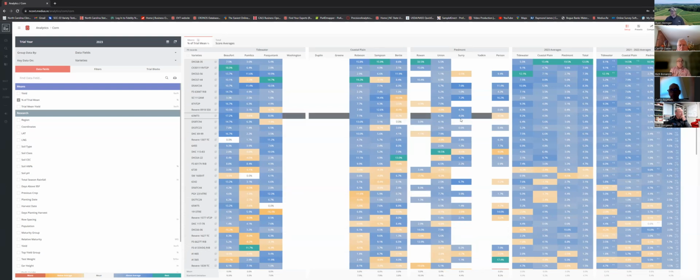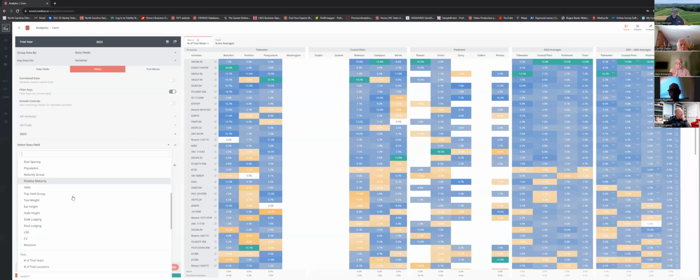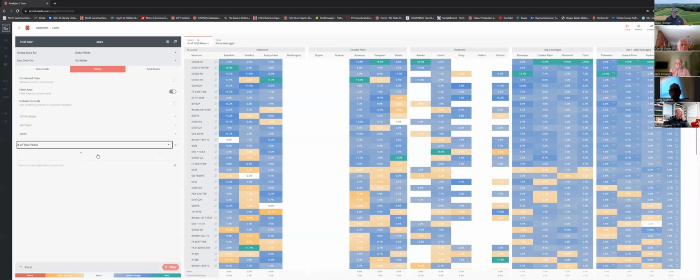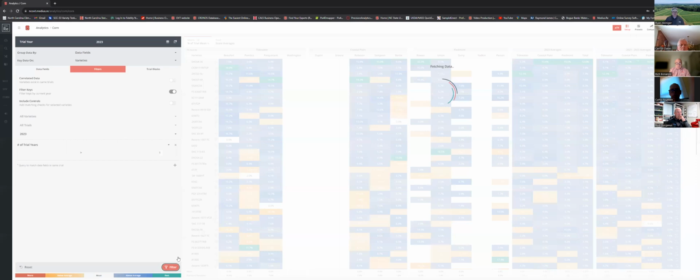So we're looking at percent trial mean. I want to look at multiple year data first, but I only want to look at varieties that have been in this test for 2 or more years. So I'm just going to filter that to number of years greater than 1, so we can just focus on those multiple year hybrids.